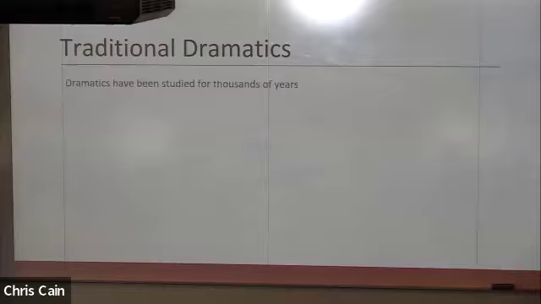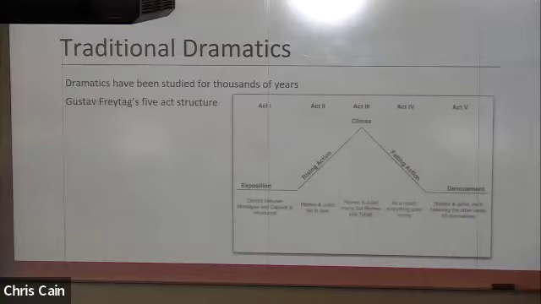It's been studied in English classes for thousands of years. One of the most common traditional dramatic structures is Freytag's 5-act structure. Anyone heard of the 5-act structure before in some class? A couple people? Here's your 5-act structure. Romeo and Juliet follows the 5-act structure.